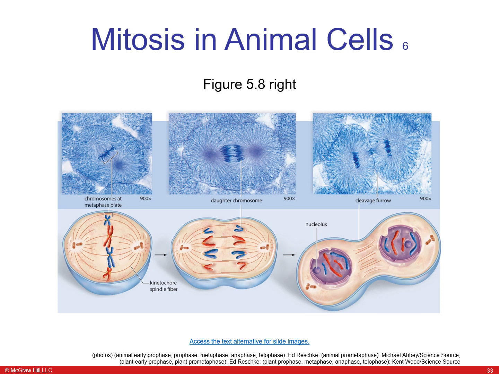So here are some images starting with metaphase. The chromosomes align at the metaphase plate, and then they're getting ready to go through cytokinesis on the very far right, where one cell starts to divide into two daughter cells.